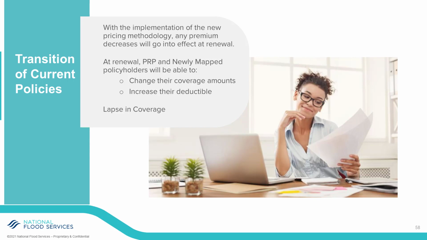It is important to note any policy under the new pricing methodology is only going to have 30 days to pay that policy premium. If that policy expires and it is not paid in that grace period, the policy will lapse, and that means that the agent would then have to write a new policy under the new Risk Rating 2.0. So that policyholder could lose those statutory discounts and be subject to the property's true full risk rate.